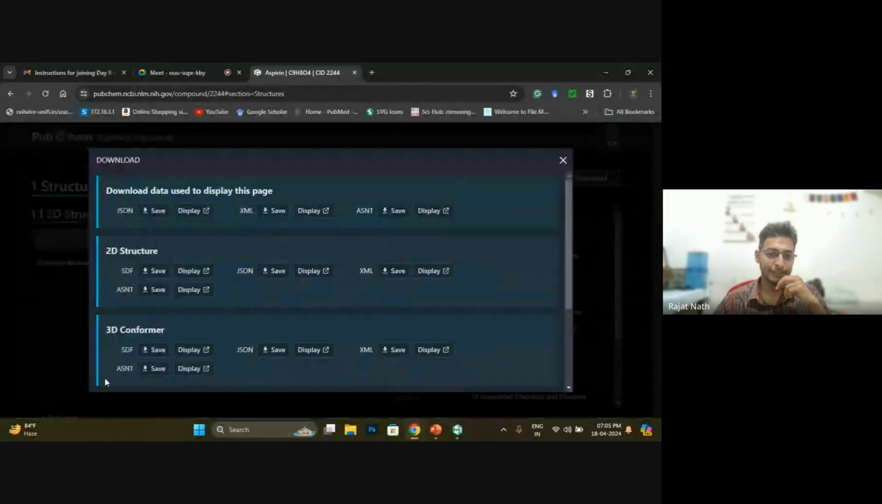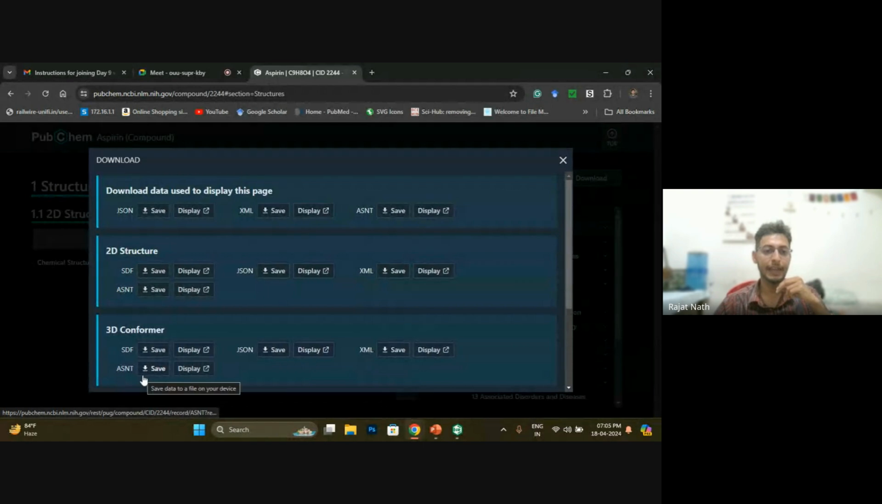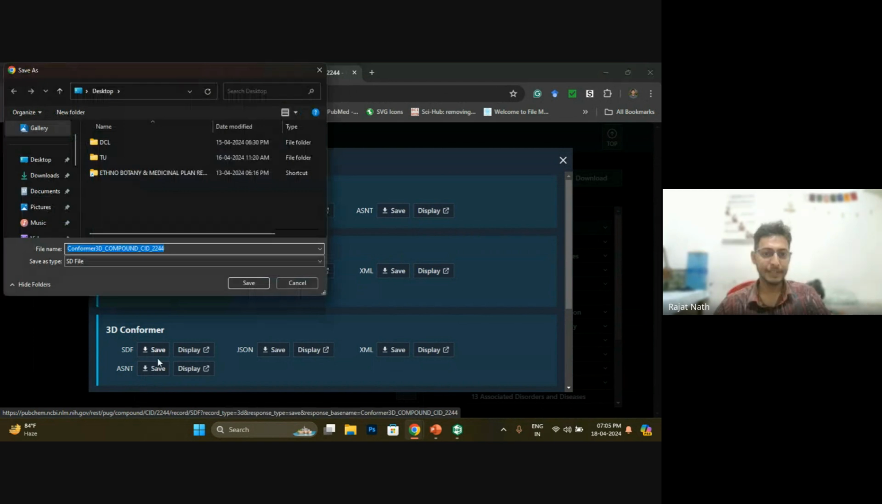See, there are four data types: the first is SDF, the second is JSON, the third is XML, and the fourth is ASNT. We generally need the SDF format. So just click the save button below the 3D conformer in the SDF format. When I click the save button, there will be a name. I will write the compound name as aspirin.